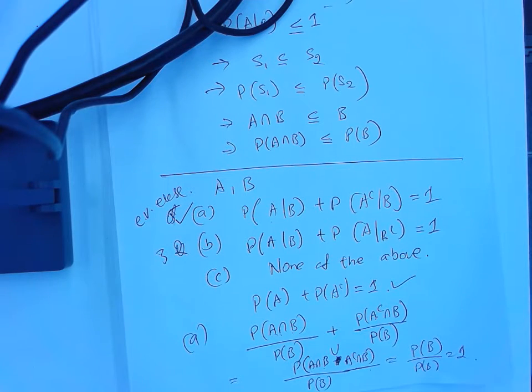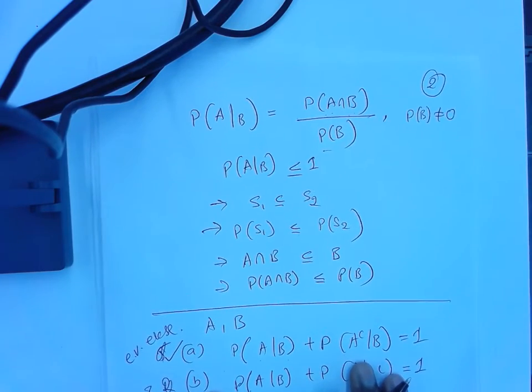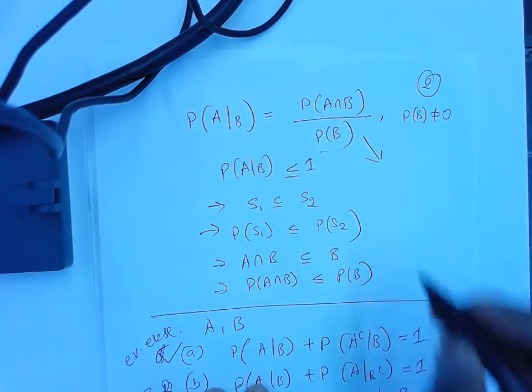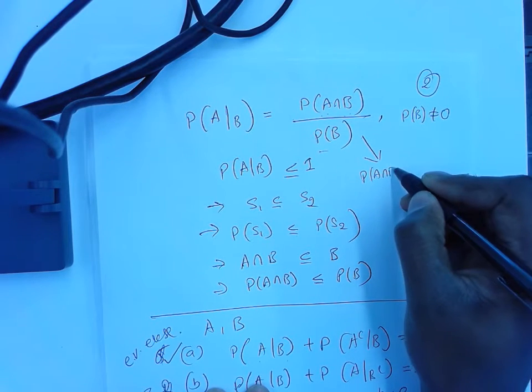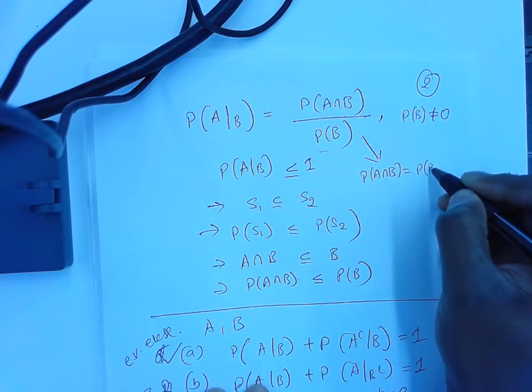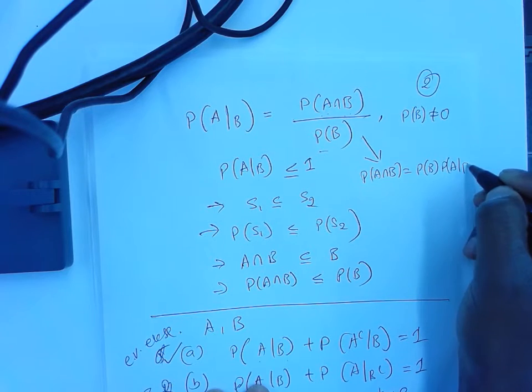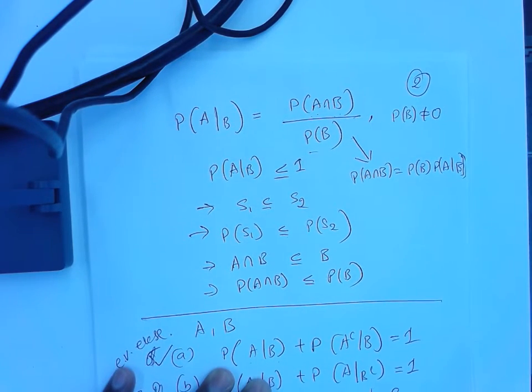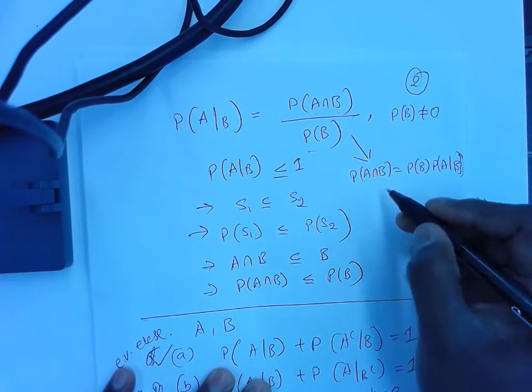Okay. And before we wrap this up, there's another notation. If you start from here, you can go to P of A intersection B will be equal to P of B times P of A given B. That just follows from the definition. And when we write it this way, we will call this the multiplication rule.